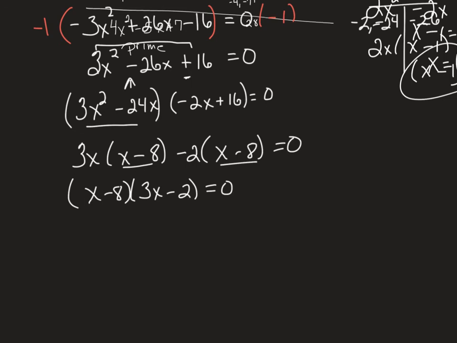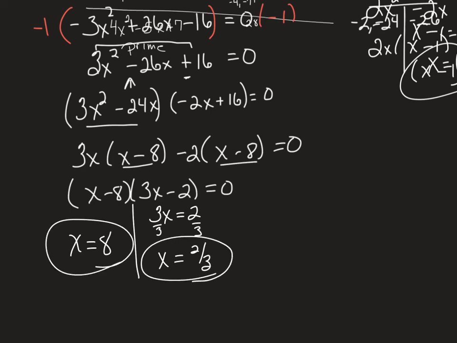Set each factor equal to 0, and we can see here that this is going to be x equals 8. If you want to skip that x minus 8 equals 0, you can. You can see that's x equals 8. We could say here 3x equals 2. So if we divide by 3, x equals 2/3. So here are our solutions to that polynomial equation. Anytime you have an equation, you're being asked to find the values of x that would make that a true statement.